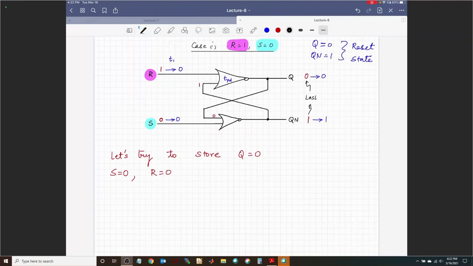And now, if you observe, this was last Q. Maybe I need to reverse this arrow. That's your previous output is the same as new output. Last Q equals new Q, hence stored. You guys see that? So I hope you see that propagation delay is actually the reason why we are able to get this memory to work.